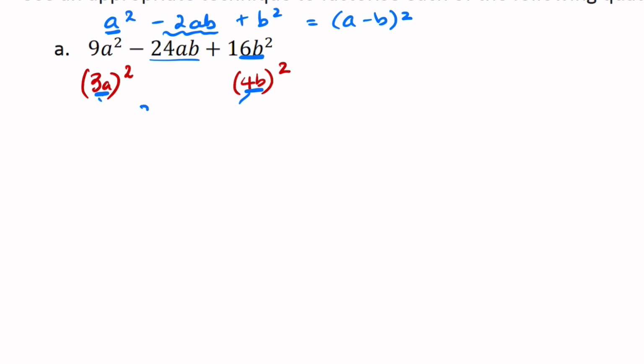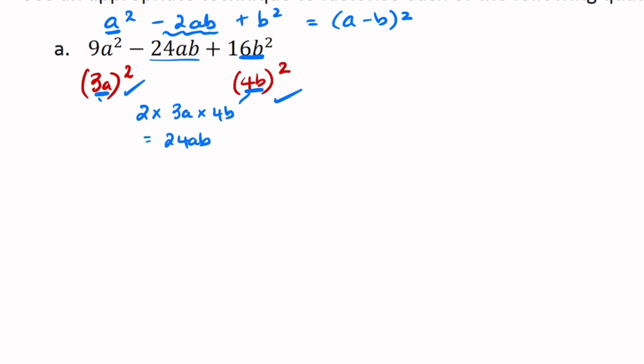So let's give that a shot. We're going to go 2 times 3a times 4b. 2 times 3 is 6 times 4 is 24ab. And it's a negative, which is where we get this negative in the bracket there. So that works, okay?